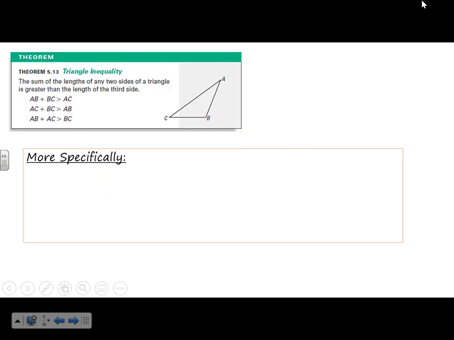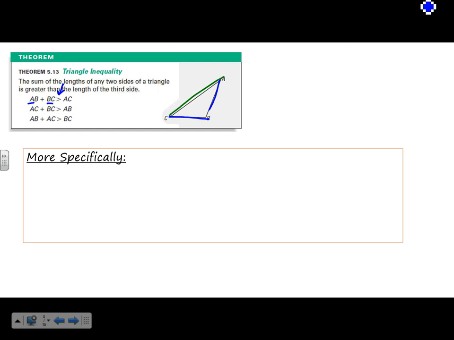So the next thing we have is the triangle inequality theorem. The sum of the lengths of any two sides of a triangle is greater than the length of the third side. So what this is saying is you are able to look at three side lengths and you can tell if it could possibly be a triangle or if there's no way it could be a triangle. Now, they make it more complicated. They say if you take AB plus BC, that has to be bigger than AC. That has to be bigger than this one.